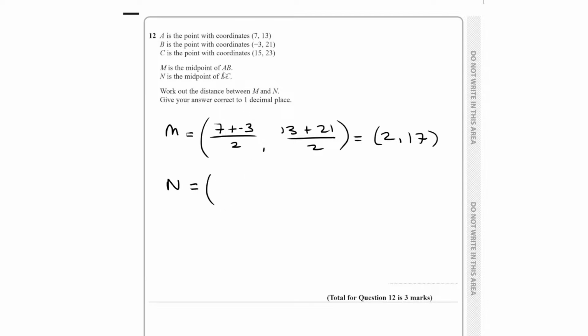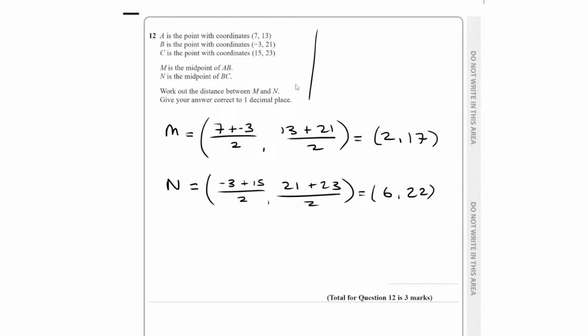And then N, midpoint again, that one's B and C, so -3 plus 15 for X over 2, and 21 plus 23 over 2 for y. So that one adds up to 12 over 2 is 6, and then that one adds up to 44 over 2 is 22. So now we've got the coordinates of M and N.